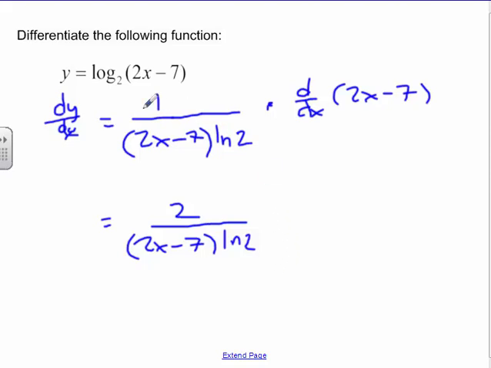Hopefully you're able to follow that. This is the 1 over x bit right here, so 1 over x, but x is actually 2x minus 7. But then you need the addendum of the natural logarithm of your base, which is ln 2. And then up here, since this thing wasn't x, it was 2x minus 7, we need to derive the 2x minus 7. So there we go.